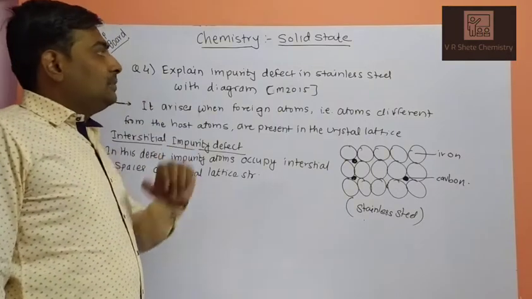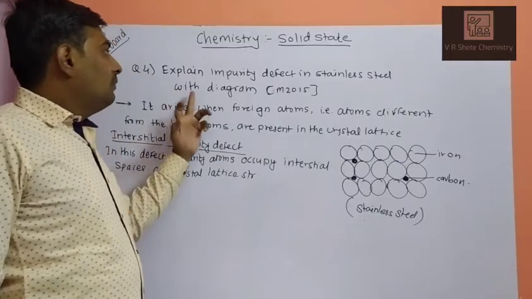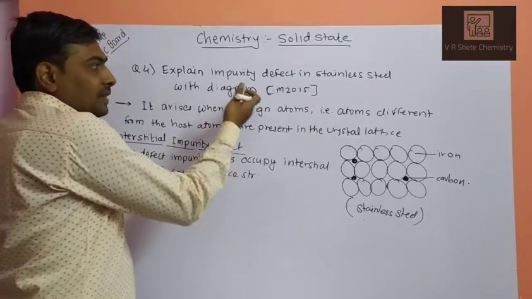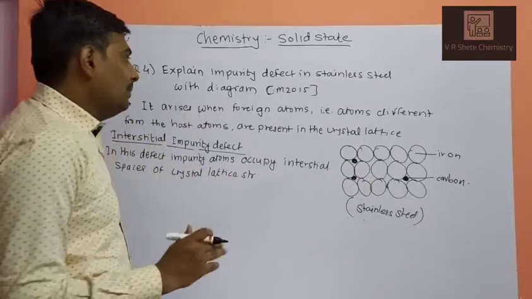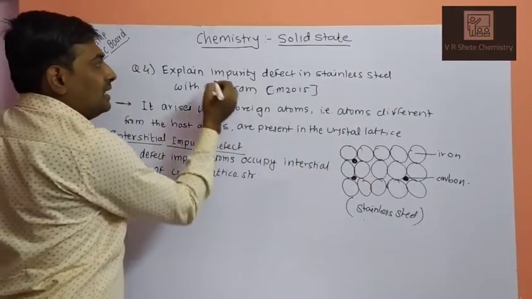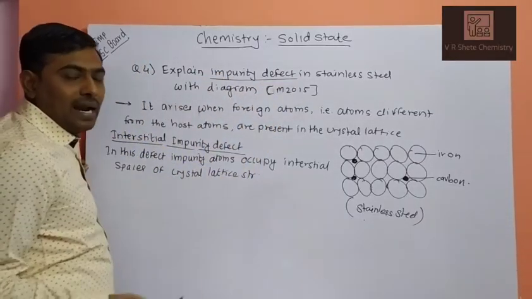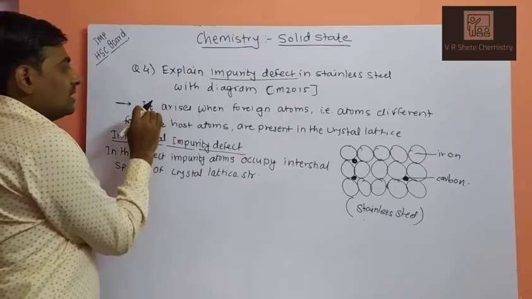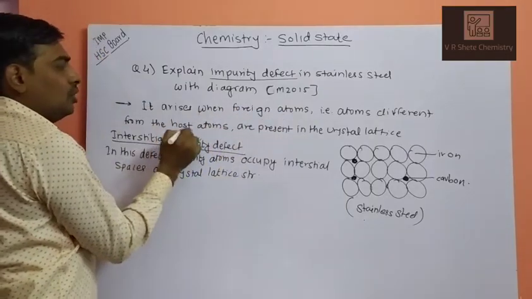Next question. Explain the impurity defect in stainless steel for 2 marks with the help of diagram. March 2015. So this is a stainless steel diagram. First of all, we'll discuss what is impurity defect. Impurity defect has different types, so we'll discuss one by one. It arises due to the foreign atom, that is, an atom different from the host atom.